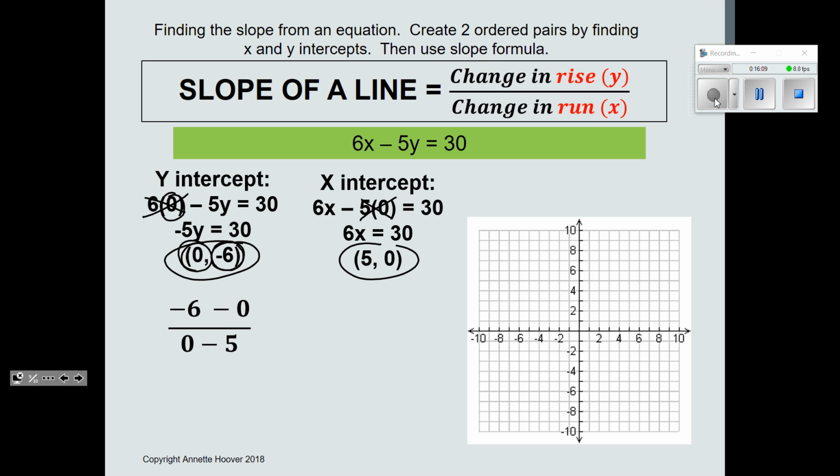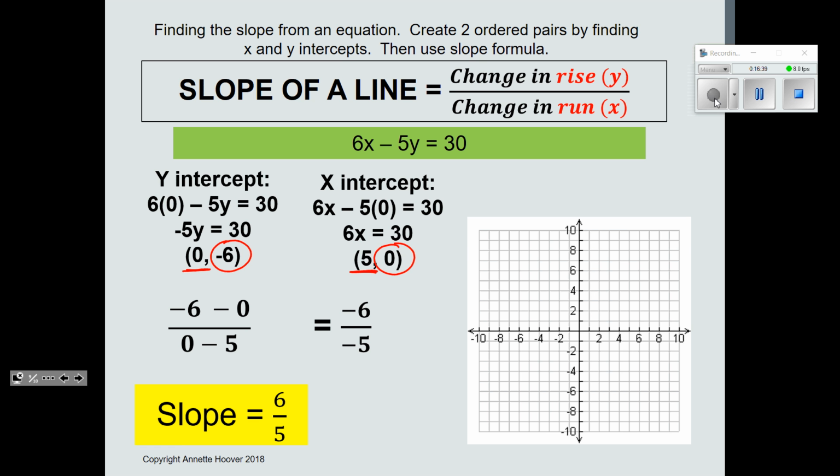Now we can use those two ordered pairs to do our slope formula. We can subtract the y's on the top. I'm going to erase this and do it in red so it'll show better. Here are our y's, a negative 6 and a 0. So we're going to subtract those on the top and the x's on the bottom in the same order. Negative 6 minus 0 is negative 6, and 0 minus negative 5 is negative 5. We have learned that when dividing with two negatives, it becomes a positive. So it's actually a positive 6/5, which is a positive slope.